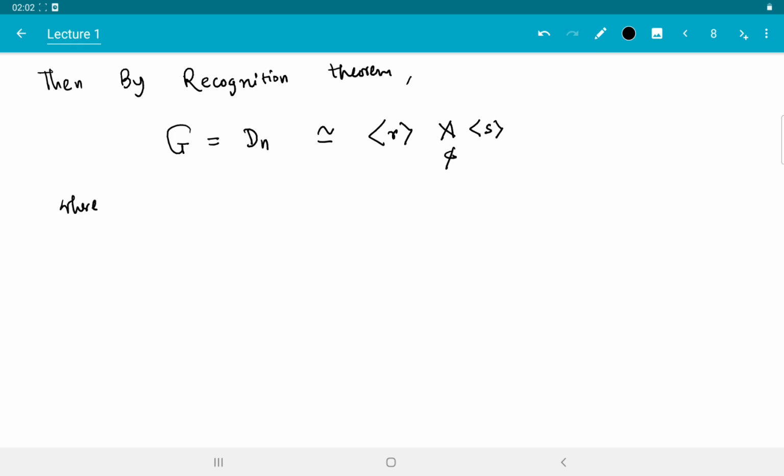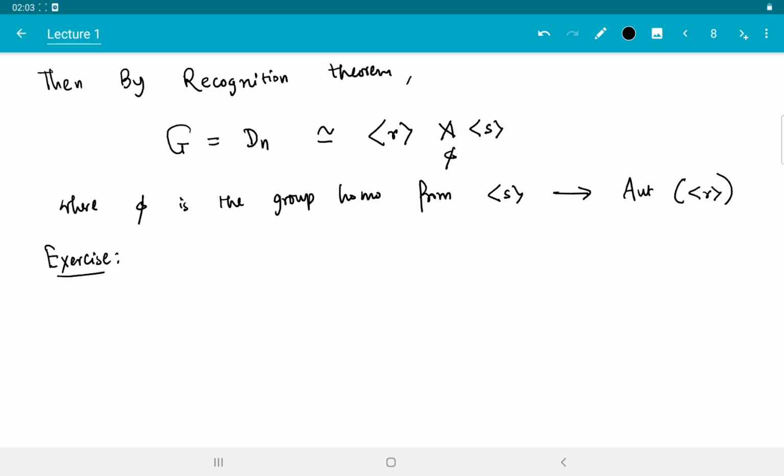Here phi is the group homomorphism from this group to the automorphism group of the group generated by R. It is an exercise for you to find all possible phi for this example.